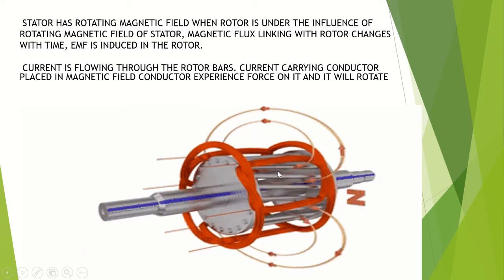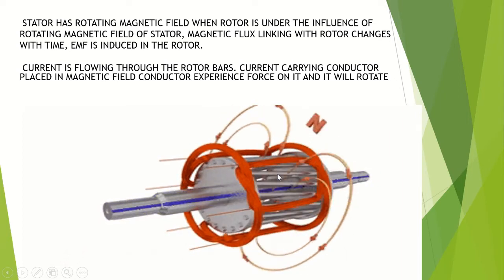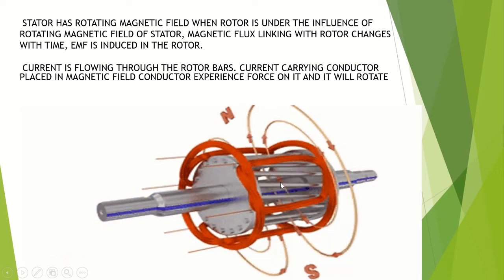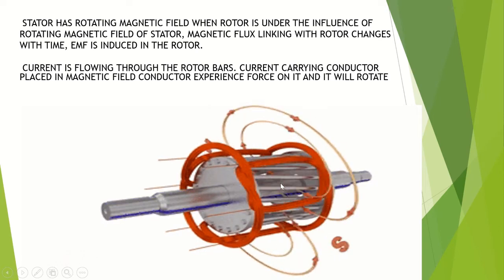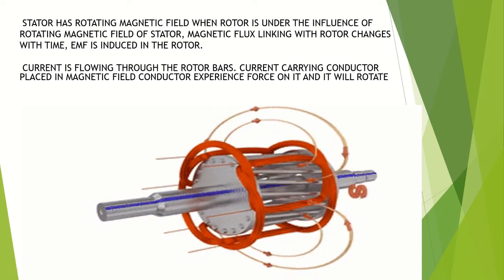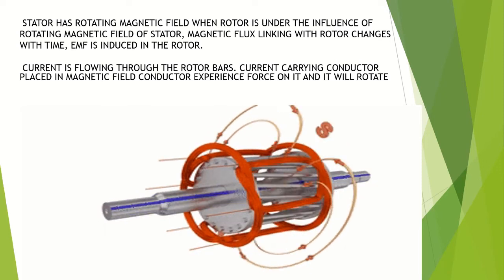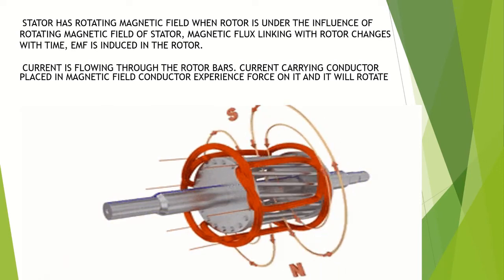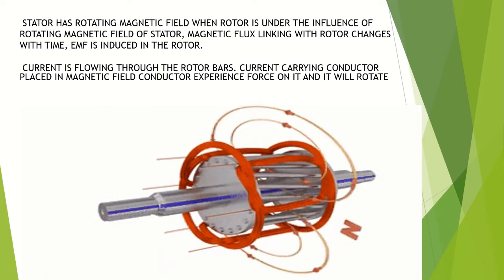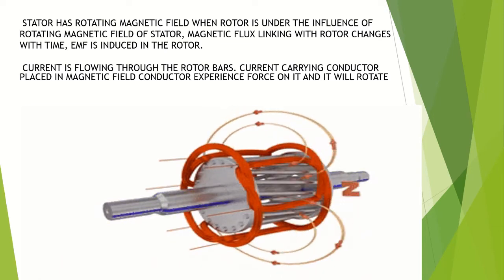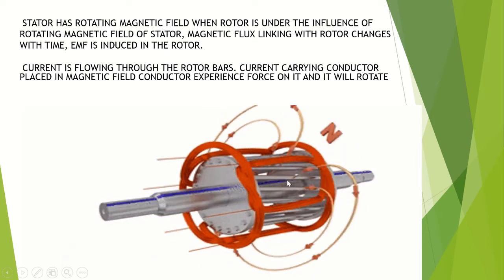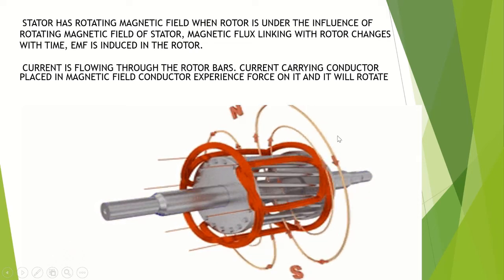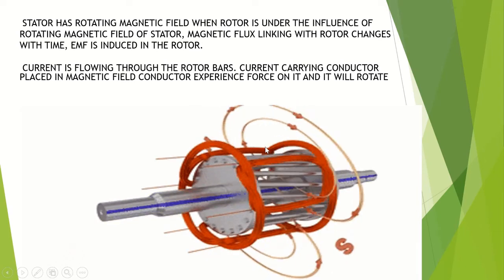This rotating magnetic field is placed under the rotor, meaning the rotor is under the stator. The stator has a rotating magnetic field. Because of this rotating magnetic field, the rotor is also influenced. The rotor is a stationary structure, with only rotor bars. Because of the changing magnetic field in the stator, some EMF is induced in the rotor. Because of this EMF, current flows through the rotor. So the current carrying conductor is placed in a magnetic field, and it will experience some force.